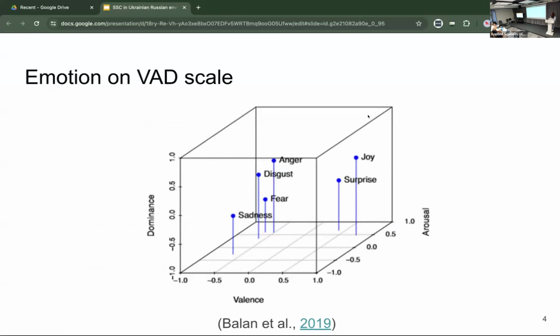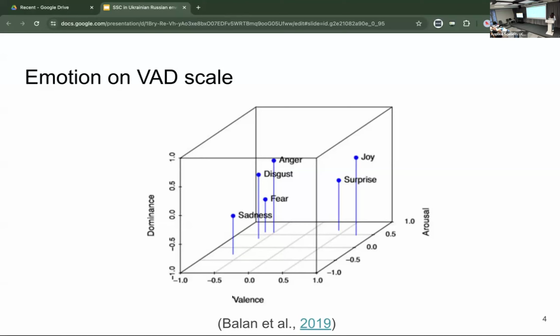Also, Russell and others stated that human emotion can also be depicted on the 3D VAD scale, which consists of valence, which is sentiment, arousal, which is the strength of emotion, and dominance, which is how a human is taking control of their emotion. So those categorical emotions might be mapped to this scale. For example, here we have anger, and anger has a high arousal and low valence, while sadness also has low valence, but also low arousal.